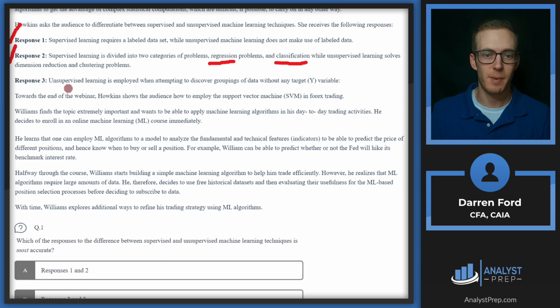And then lastly here, response 3, unsupervised learning is employed when attempting to discover groupings of data without any target or Y variable. That is also a correct statement. When we're doing unsupervised machine learning, kind of going along with what was talked about up here, we're not making use of labeled data. We're not specifying something specific that we're looking for. We're more so just looking for the machine learning to come up with any patterns or discoveries within that data. So all three responses are correct.